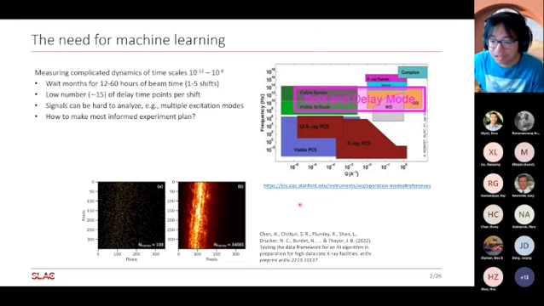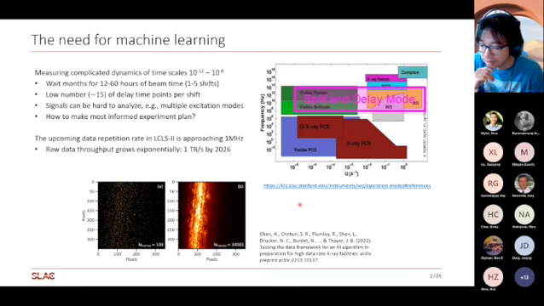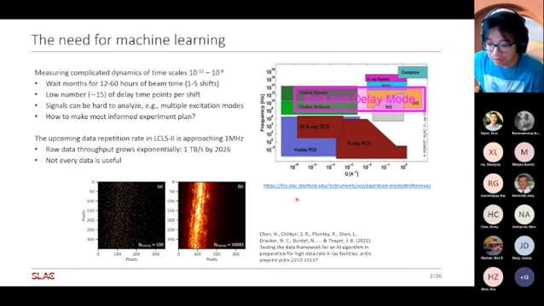Another challenge comes from the dramatically increased data repetition rates. You can expect 10 to the 6 XPCS images per second in the future, and the resulting data throughput is astonishing. But we know that not every piece of data is useful. So another important question is how can we analyze data on the fly in order to dig out the most valuable data from tons of data collected per second.